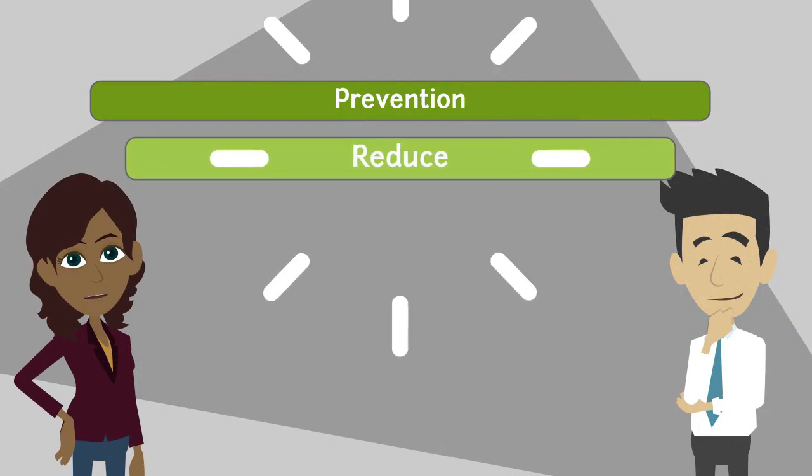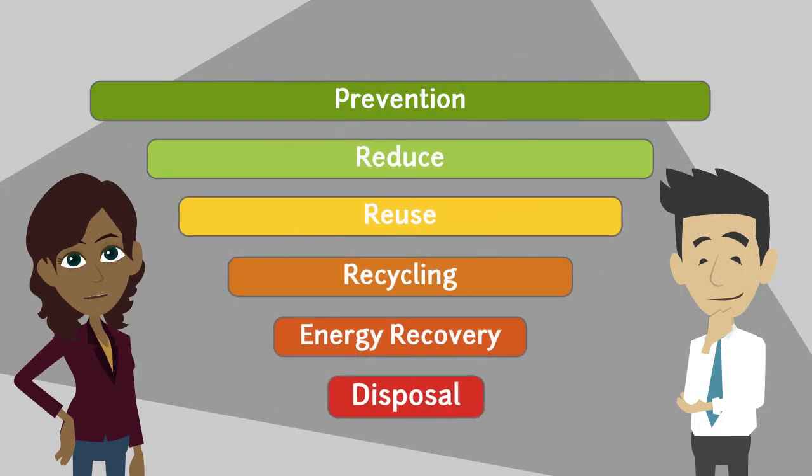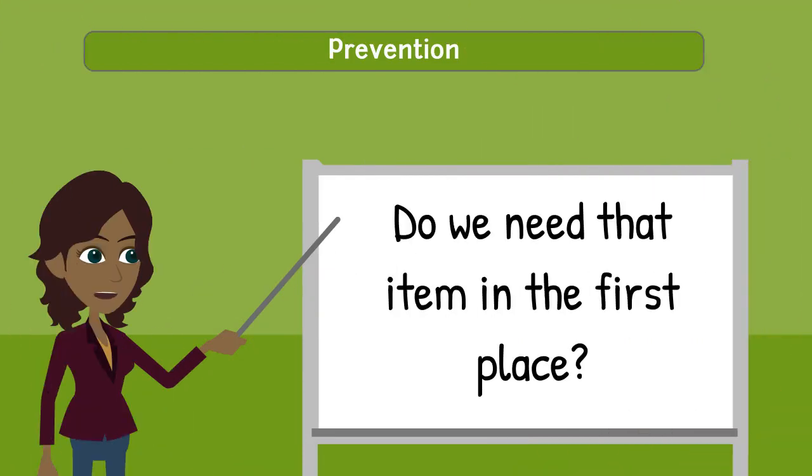When we are managing waste efficiently, we use a set of priorities called the waste hierarchy. The waste hierarchy is a way of thinking about waste, and this is how it works. Prevention. Our number one priority should be preventing the waste in the first place. For instance, do we actually need that item, or can we do without it?